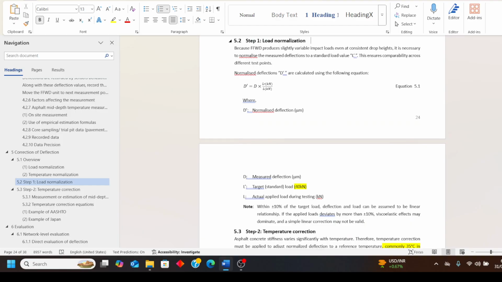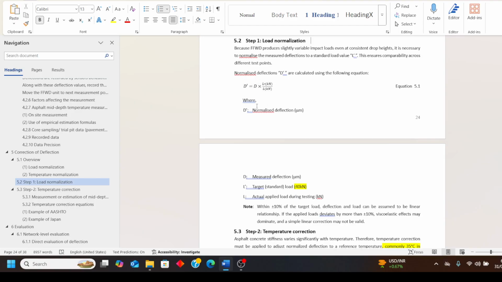The first correction in this chapter is load normalization, which is the conversion to the reference load. In Punjab, the standard reference load is 40 kilonewton, but the actual applied load may vary. Sometimes it is 50 kilonewton or 60 kilonewton, or even slightly above or below the target. Here we use this equation for load normalization, so deflections are normalized to what they would be if the load had been exactly 40 kilonewton.